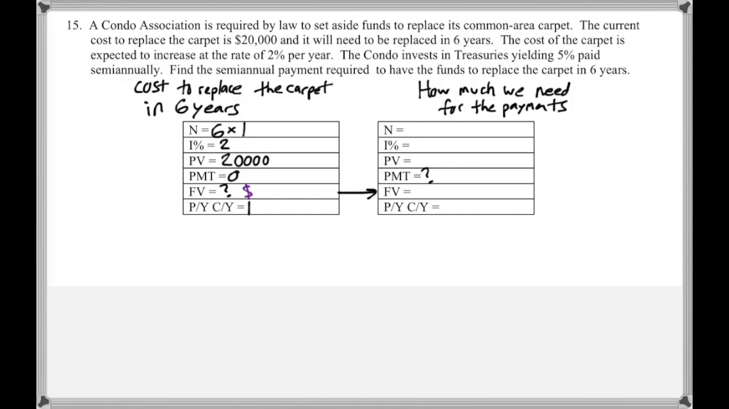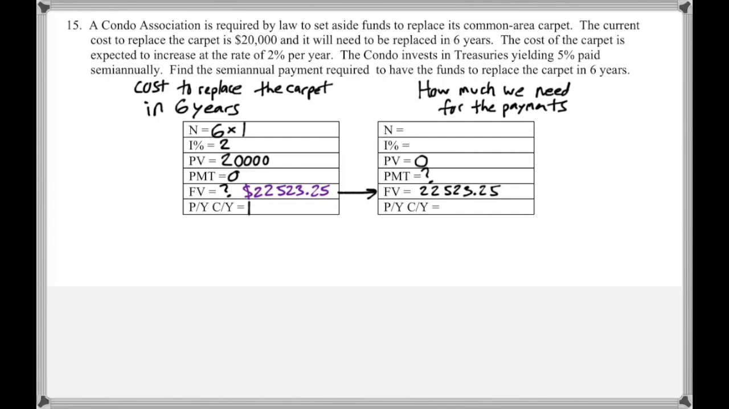So if we calculate this, this is going to be $22,523.25. So that is the cost of the carpet in 6 years. So that is our ending point for the second box as well. Only now we are trying to find the payments so that we can pay for the carpet.